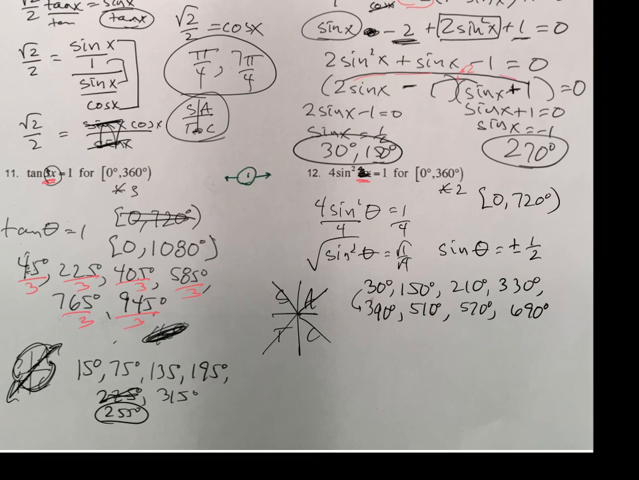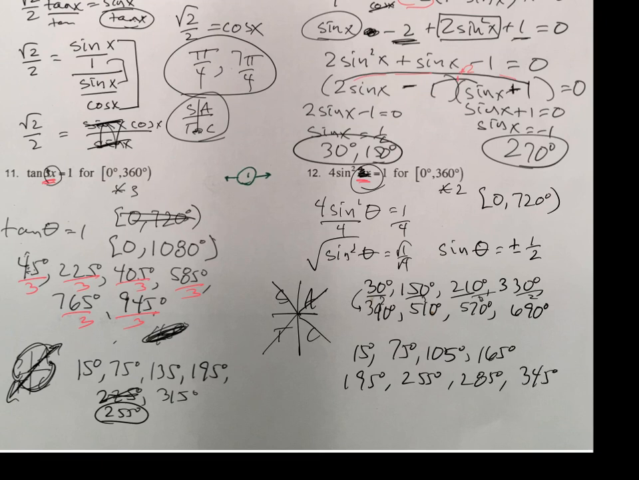Then, of course, as you know, we go back and divide everything by the 2. It's not a weird number, it's just a 2. So we got 15, 75, 105. I can divide by 2. 165. I'm on the 390. That's going to be 195. 510, 255. 570 divided by 2 is 285 degrees. And 690 divided by 2 is 345 degrees.